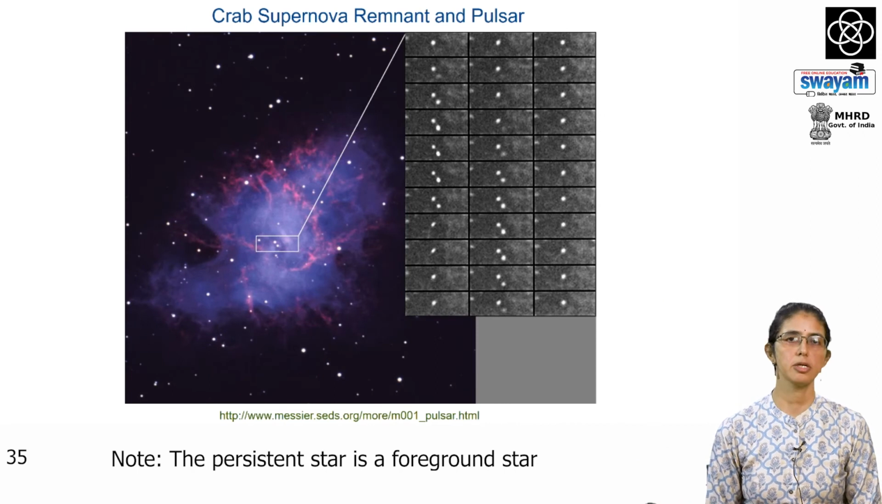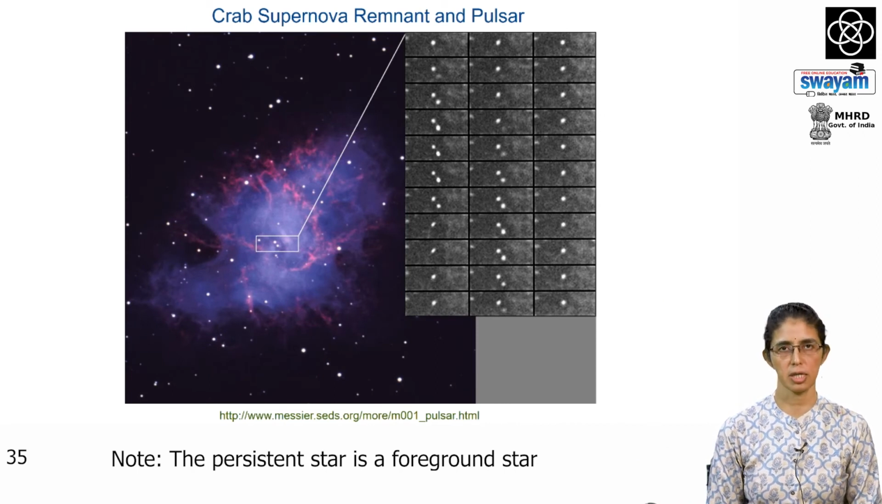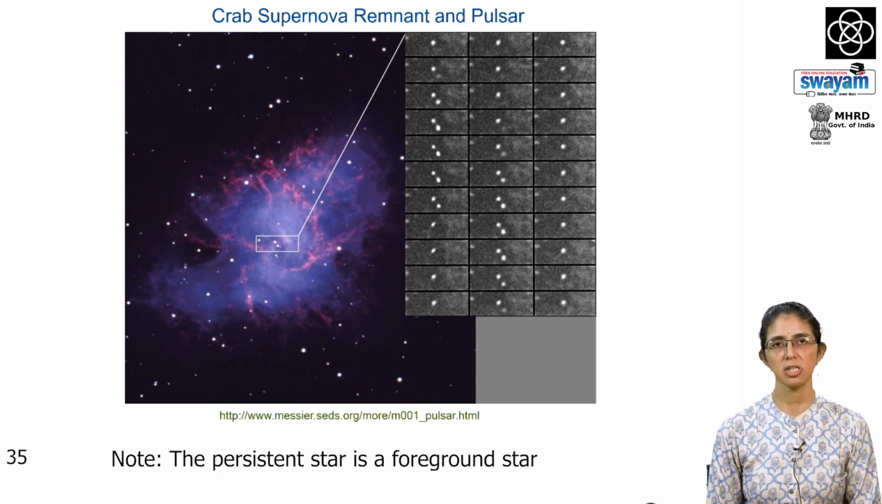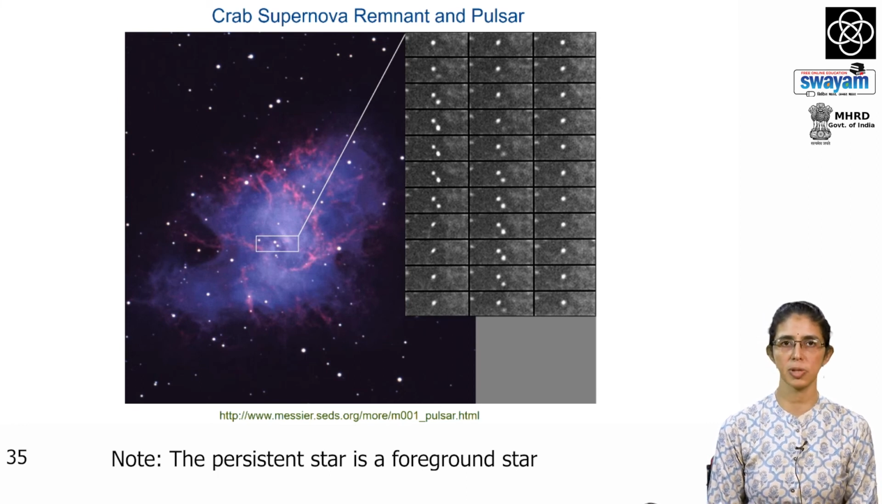So, this slide shows the Crab supernova remnant. Supernova remnant represents the nebulous surroundings of the progenitor, that is the neutron star or the black hole. That is, it represents the energy transport of the supernova to the surrounding interstellar medium, which becomes so hot that it emits in X-rays, ultraviolet and a whole range of wavelengths.